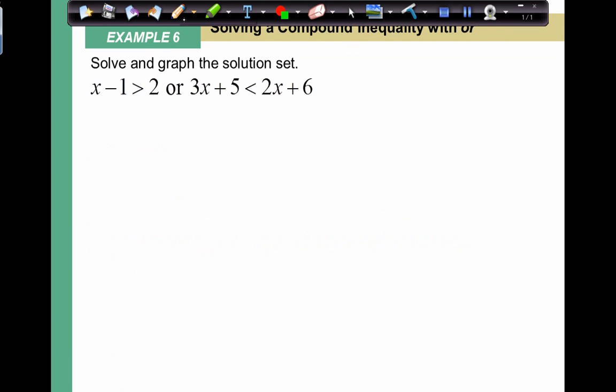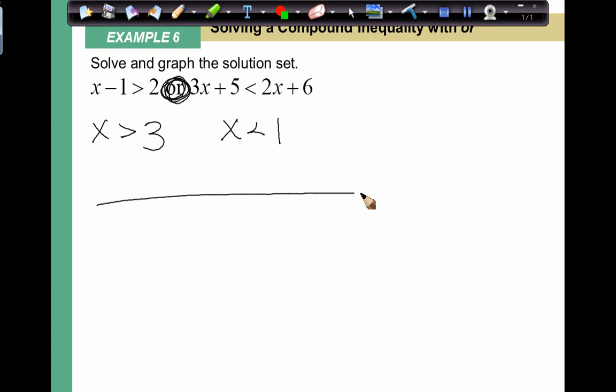Alright, let's try this one together. We have x minus 1 greater than 2, or, okay, keyword or, that tells us we're doing a union. 3x plus 5 is less than 2x plus 6. So we'll solve each one for x. X is greater than 3. Solve this one, we get x. Subtract 2x from both sides, x. And subtract 5 from both sides is less than 1.